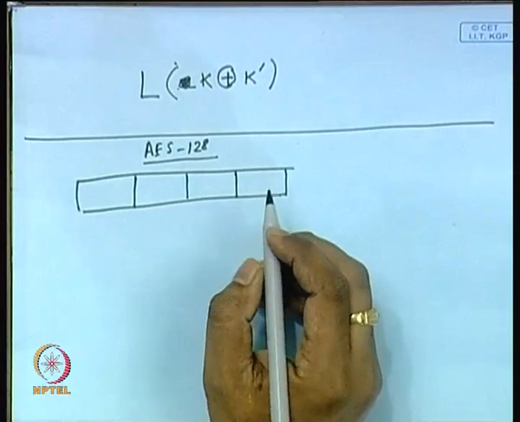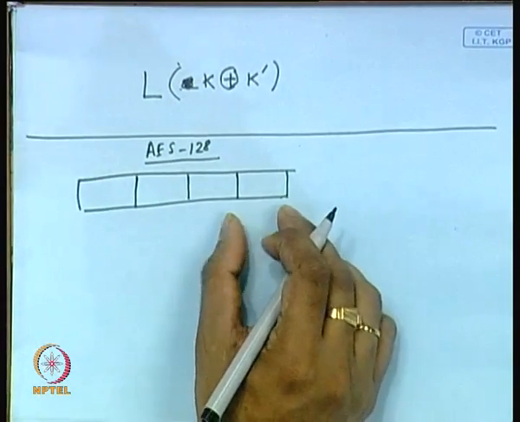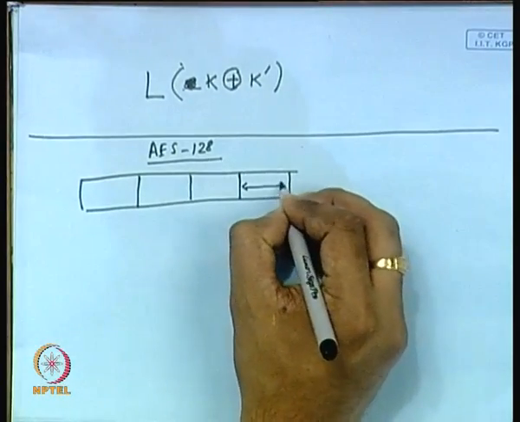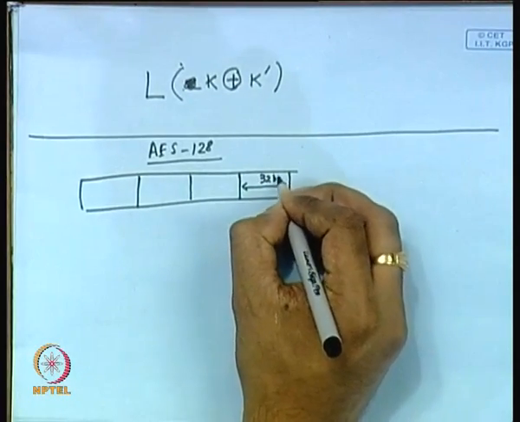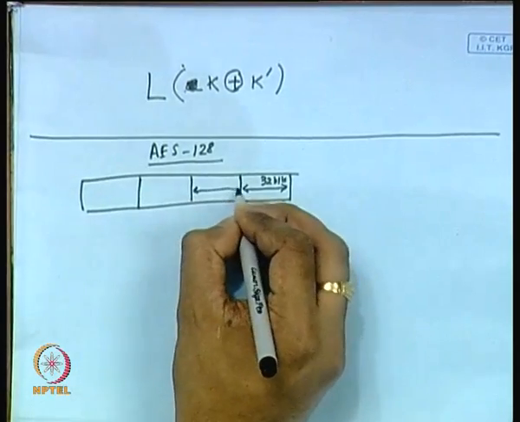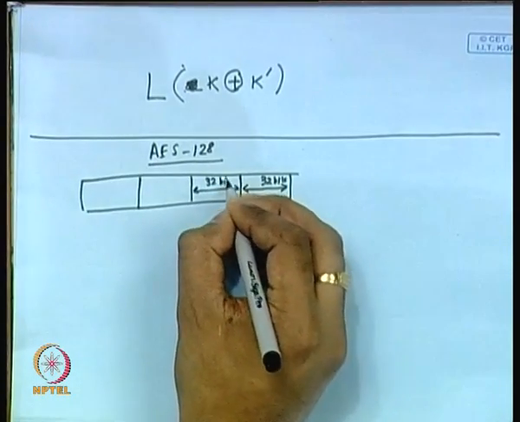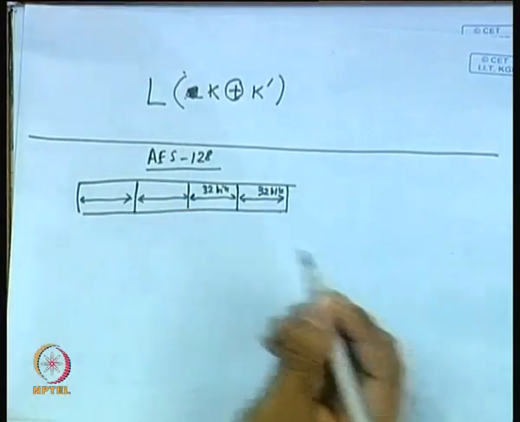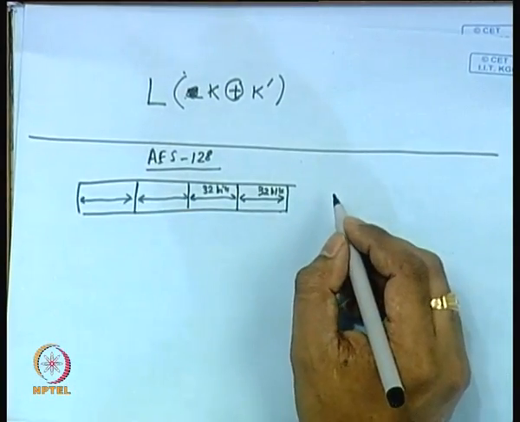So in your AES 128, you have got 32-bit words. There are 4 columns, right? So therefore, I can represent them like this. You have got 32 bits, and each of them is of 32 bits, right? Similarly, this one and this one. So there are totally 128 bits, right?